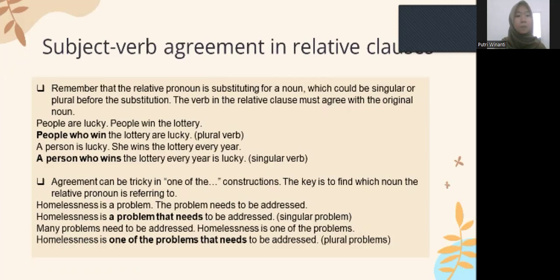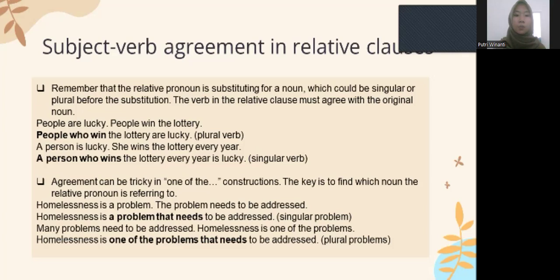Okay, this is the subject-verb agreement in relative clauses. Remember that the relative pronoun is substituting for a noun, which could be singular or plural before the substitution. The verb in the relative clause must agree with the original noun. People are lucky. People win the lottery. People who win the lottery are lucky.